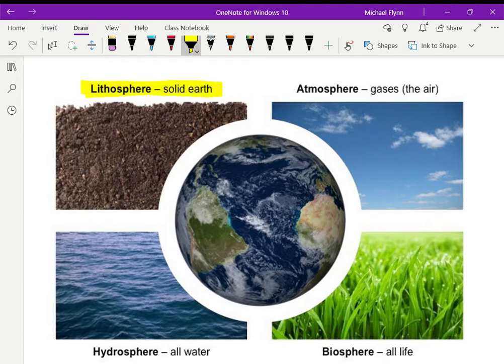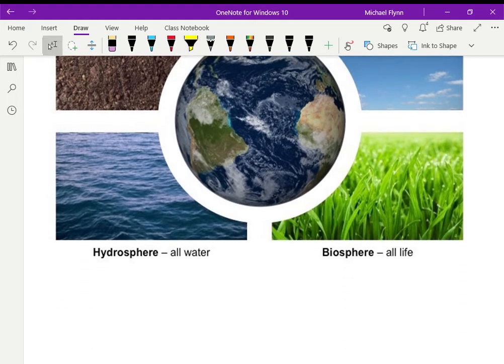lithos means solid or basically ground, okay? So the crust of the Earth that you can walk and stand on and everything else is called the lithosphere. Now underneath the ocean, there's the ocean floor, which is part of the lithosphere also, okay? So that's the lithosphere. Now 70% of Earth's surface is covered in water. That is the hydrosphere. Okay, so there's lithos and hydro, meaning water.